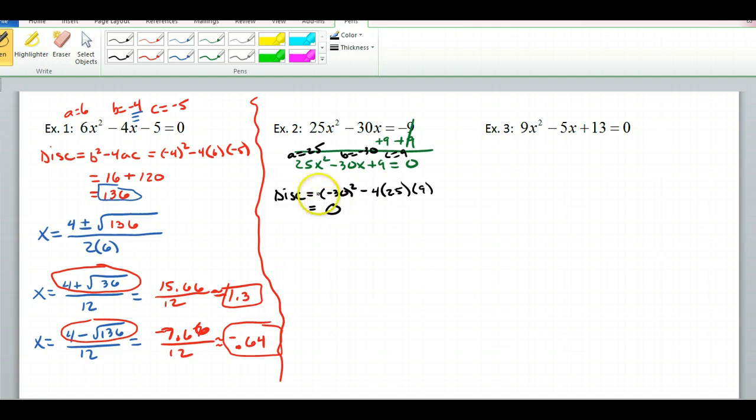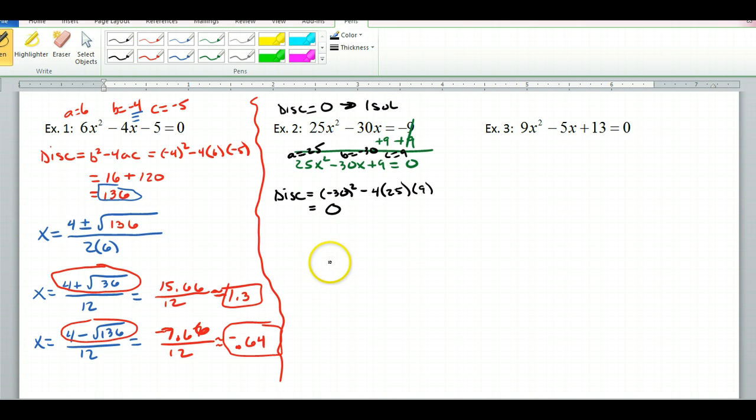Well, right away, when the discriminant is equal to 0, how many solutions will there be? There will only be one solution. Now, it makes more sense once we evaluate the quadratic formula why we get one solution. So let's look at this. We're going to plug everything we know into the quadratic formula.